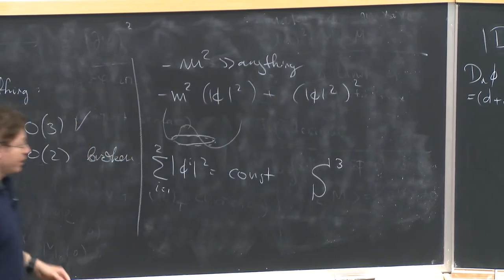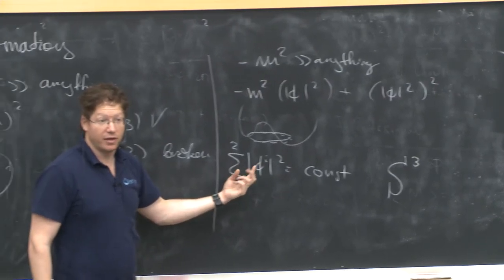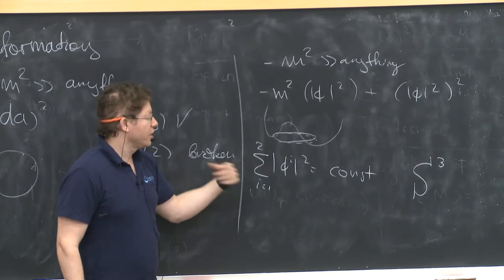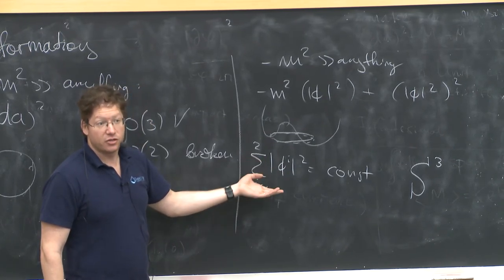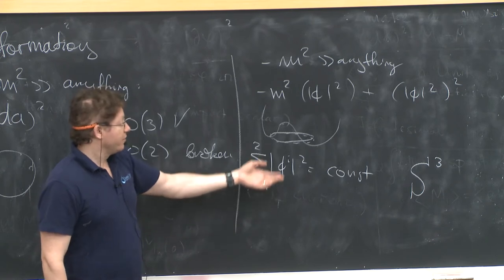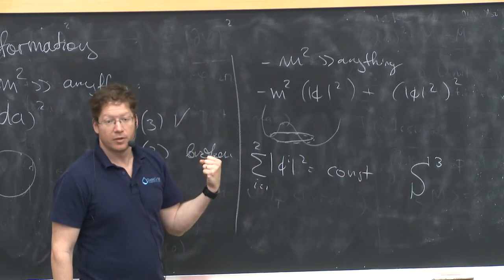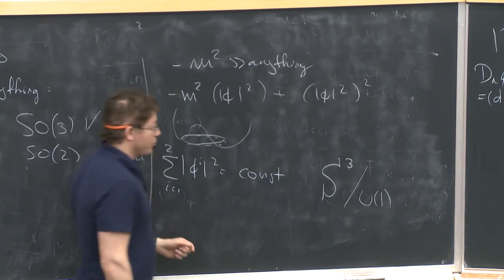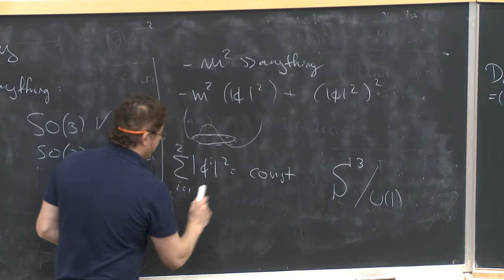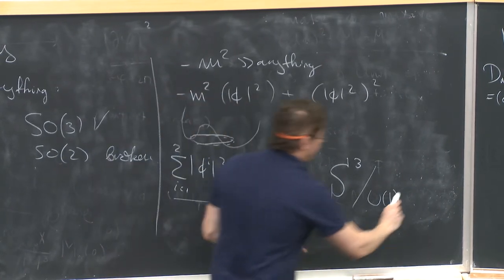But we should not ignore the gauge field. So some of these configurations are gauge identified, or in other words, one of these guys should be eaten by the gauge field. It's a Higgs mechanism. We have S3 worth of Goldstone bosons, but one of them has to be eaten. So we have to divide by U1 because of gauge identification. What is this space? So we have to divide by U1 both spaces. What is this space?